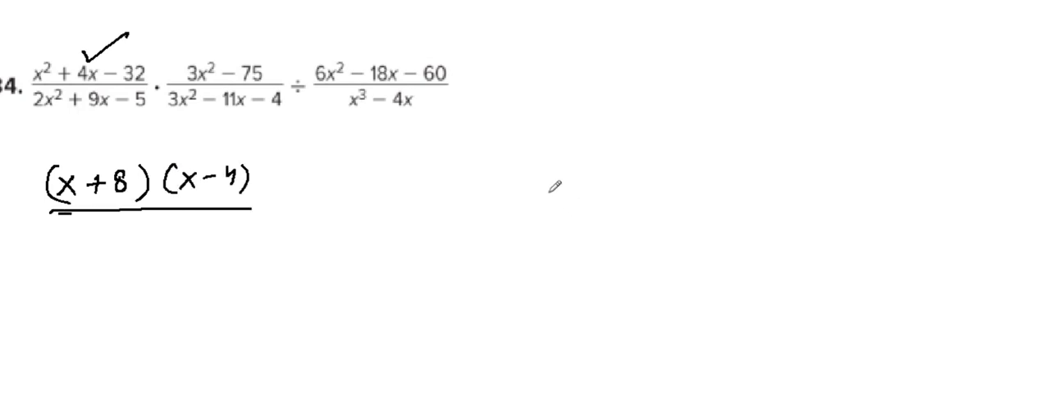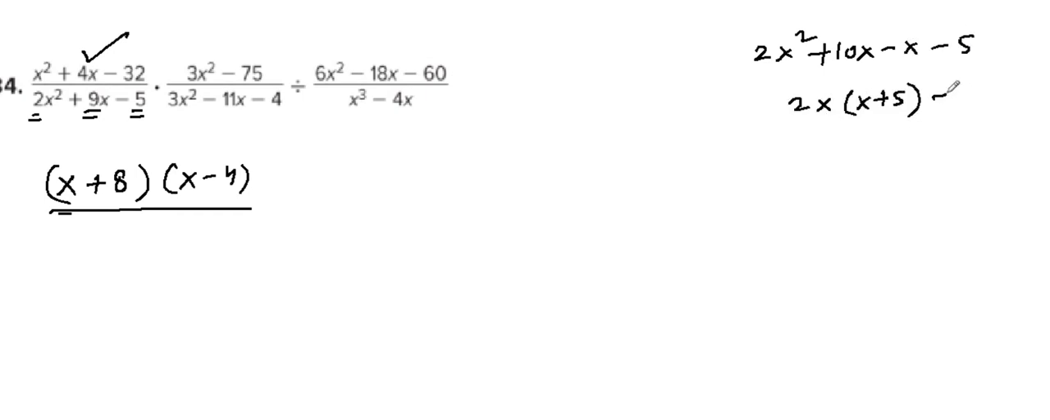Down, if you factorize, what do you get? 2 into 5, 2 multiply 5, 10. So 10 and 1, 10 minus 1 is 9. So you can write 2x square plus 10x minus 1x minus 5. 2x is common, x plus 5 minus 1 is common, x plus 5. So what are the factors? x plus 5, you can use the calculator to factorize, and 2x minus 1.